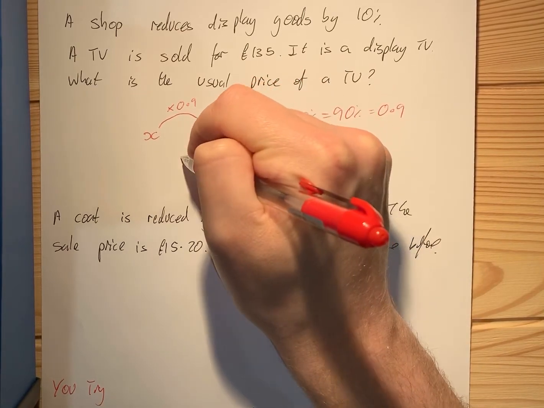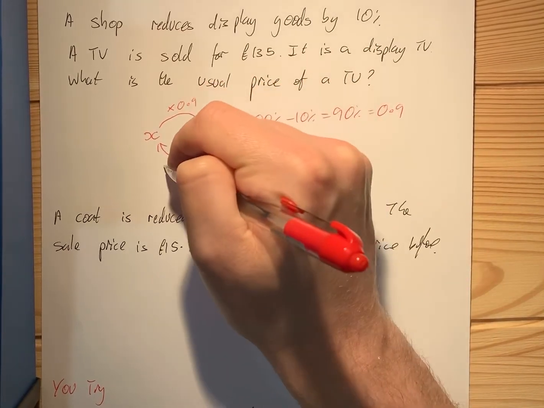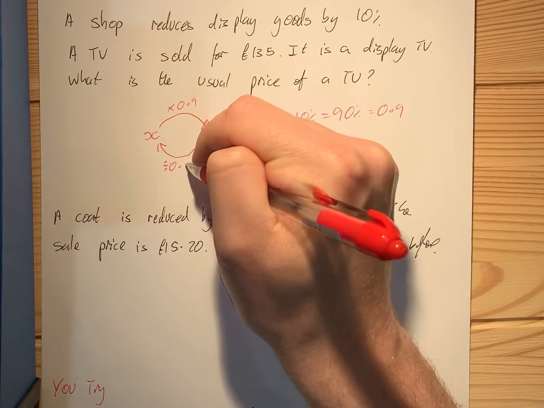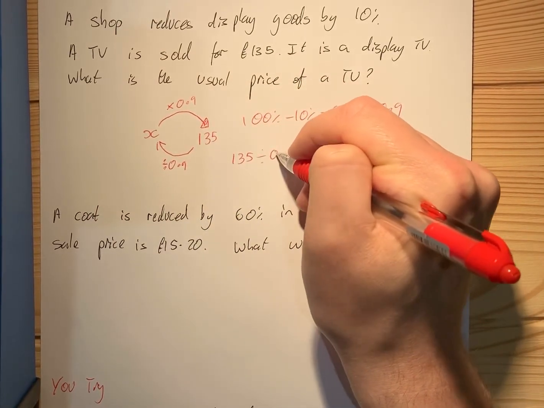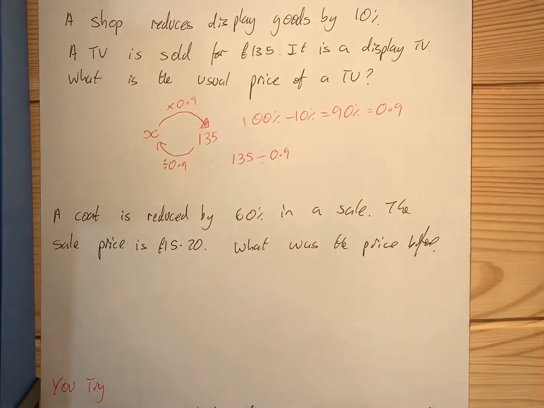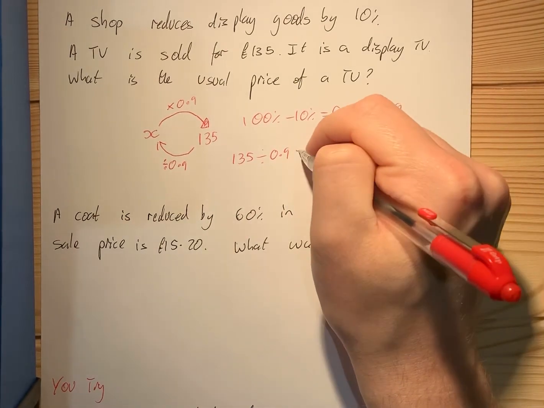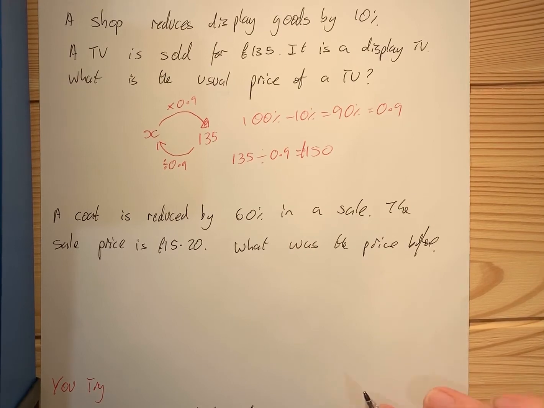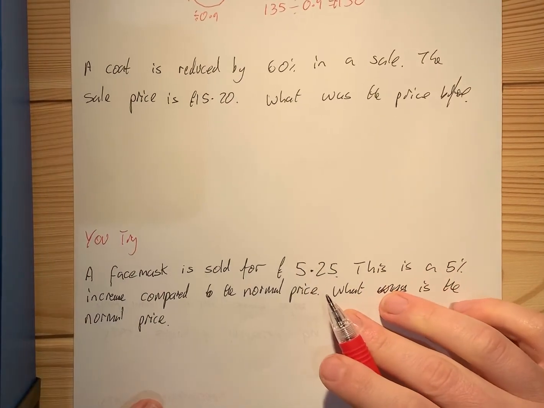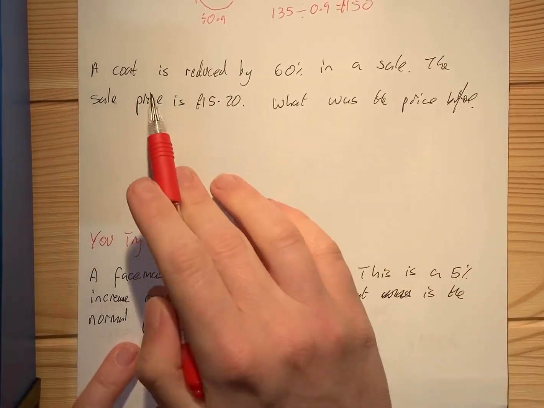So to go the other way, divide by 0.9, so 135 divided by 0.9, that will take us back to the start, which on my calculator gives me £150. Okay. Last one here, then I've got one for you to try.